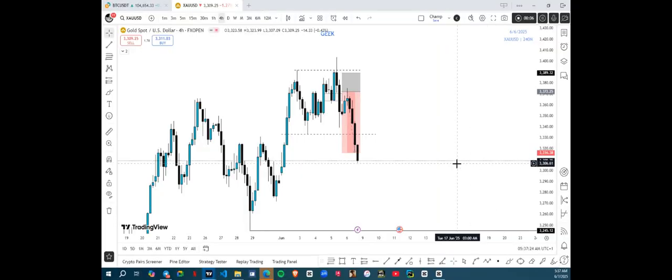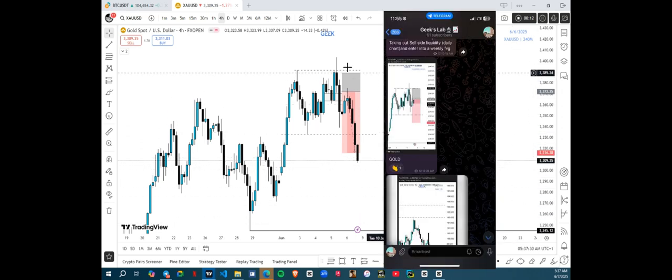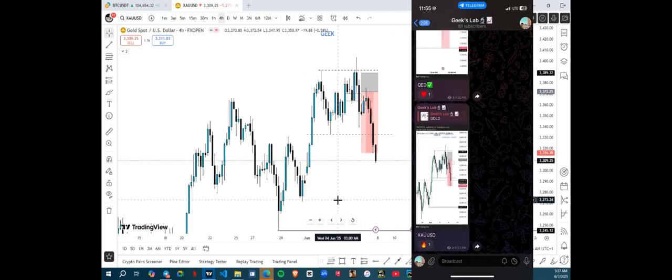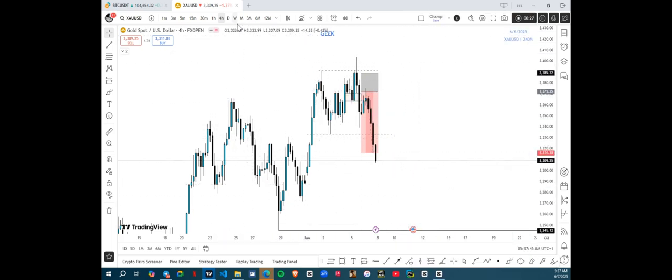Released, and before we had the NFP released, we had this setup on gold shared in the community, and here will be a breakdown on why I was looking at this trade and why I took this certain trade.